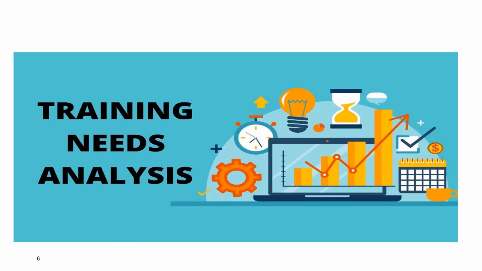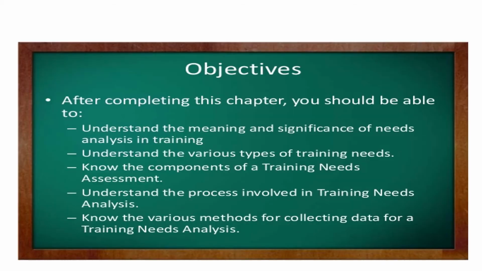How does a training program have to be developed? The first step of the training program is training need analysis. The main objective after completing this particular topic is that you should be able to understand the meaning and significance of need analysis in training, understand the various types of training needs, know the components of a training need assessment, understand the process involved in training need analysis, and know the various methods for collecting data for a training need analysis.